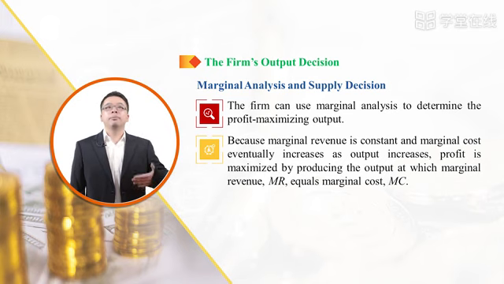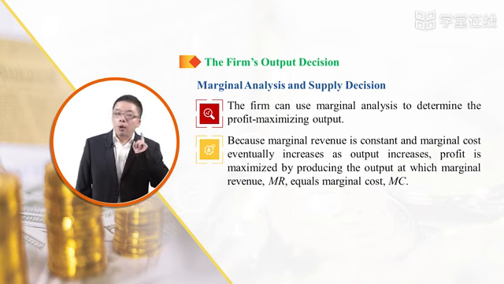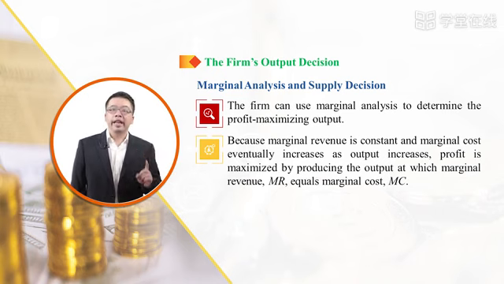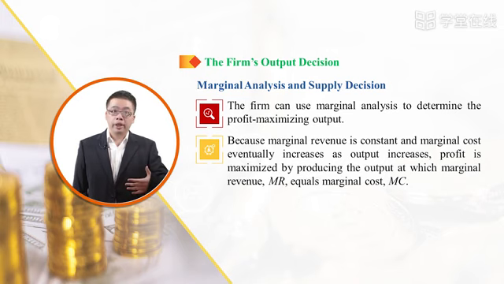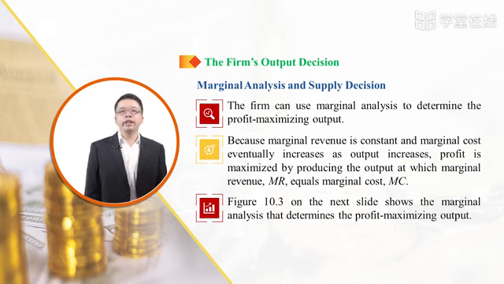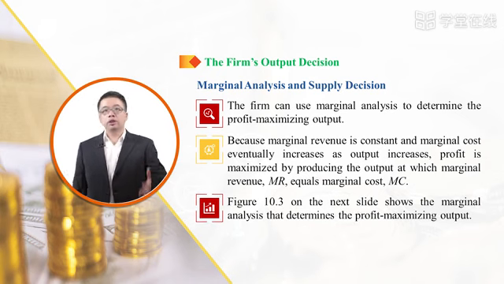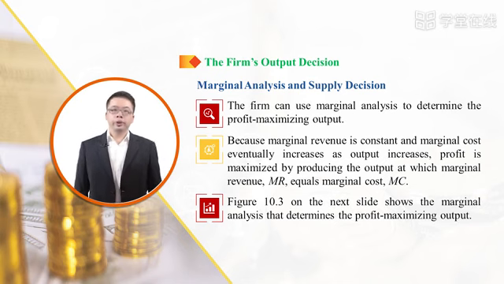So profit is maximized by producing the output at which a very important condition in all of economics holds: marginal revenue equals marginal cost. Every firm that wants to maximize its economic profit needs to follow this rule. The first order condition: MR equals MC. In the following diagram 10.3, we can take a look at an illustration of this rule.